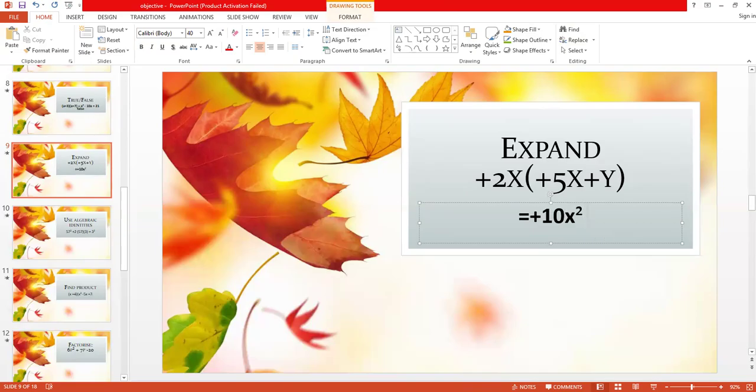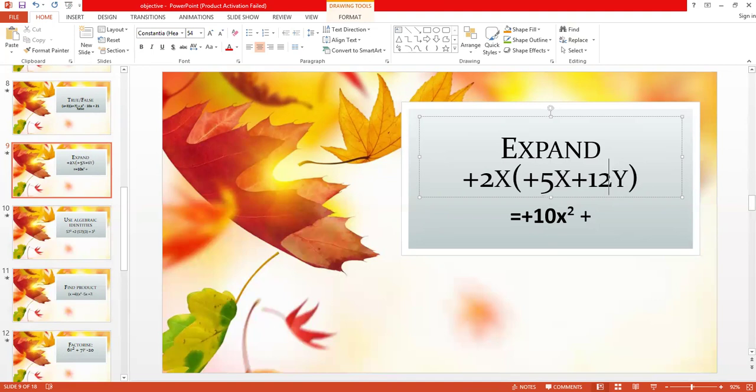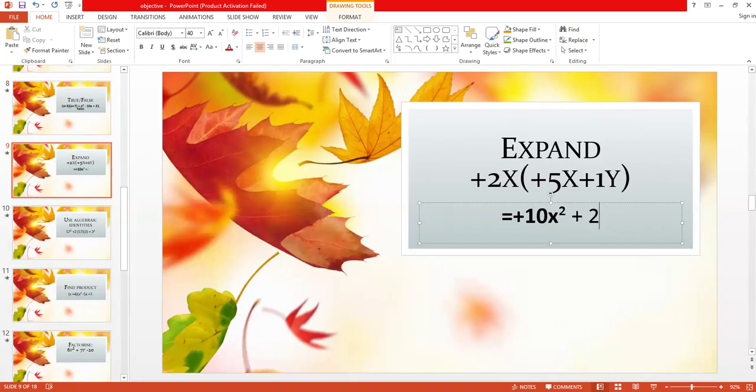Next, we have to multiply the second term by 1, because here no coefficient is given. This means 1 is given. So 2 times 1 times 2, x multiplied by y is equal to x. So here 2 times 1 times 2, so x1. This one is the answer. 2x plus 5x plus 1, when we have to open, it is equal to plus 10x square plus 2xy.